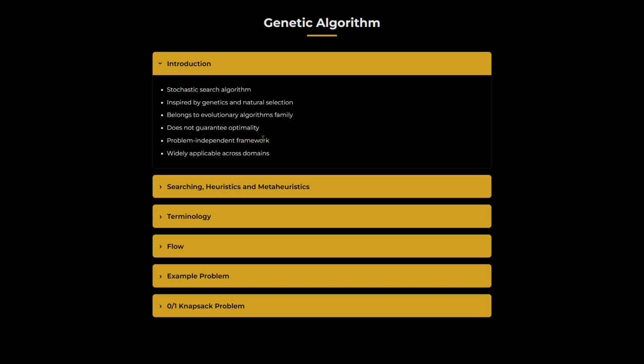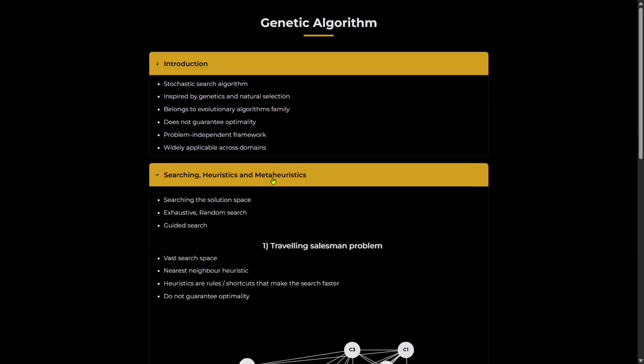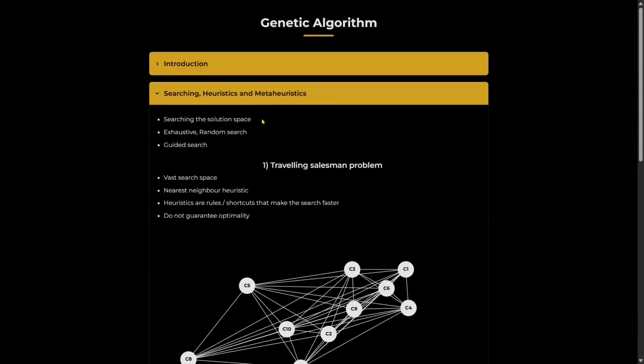You see, this problem independence is exactly what makes genetic algorithm part of a broader family of algorithms known as meta-heuristic algorithms. Now, meta-heuristics are general problem-solving strategies. They're not built for one specific problem, but they can be used for solving many different kinds of optimization problems. To understand this better, let's take a step back and talk about searching. We'll also talk about heuristics and then finally meta-heuristics.